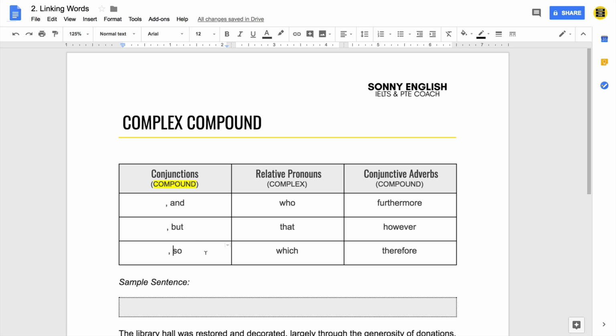Now, since this is quite easy because this is the one that most people are familiar with, I'm probably going to avoid this one. Okay, I'm going to be actively avoiding how to create the compound sentence here. When I create my complex compound sentence, I would probably use this one.